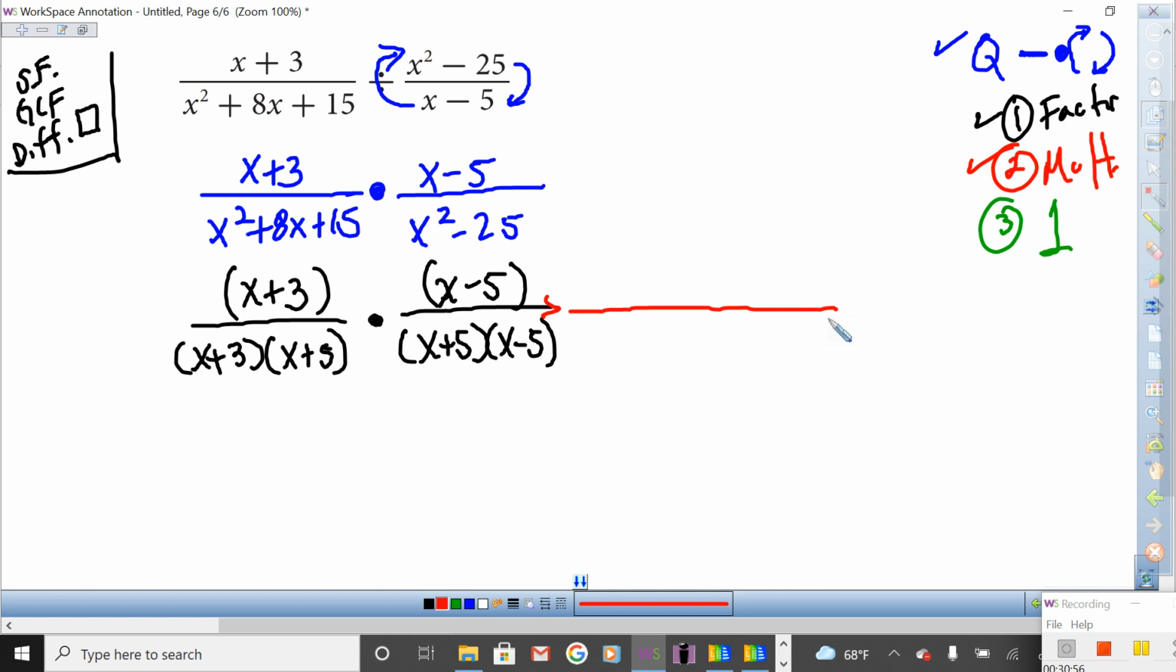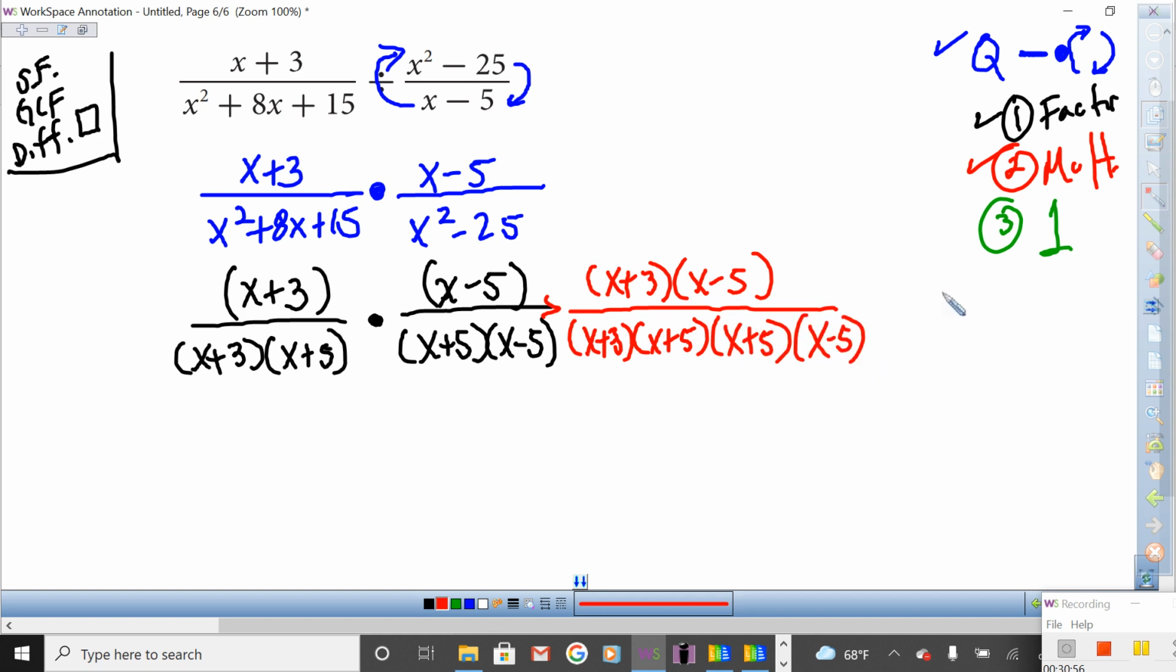Pass someone on. Andres, tell me what to write for the numerator. X plus 3. Uh-huh. X minus 5. Yes. How about the denominator? X plus 3. X plus 5. X plus 5. Thank you. Step 2 good? Yes? Yes. Let's go to step 3, giant ones.